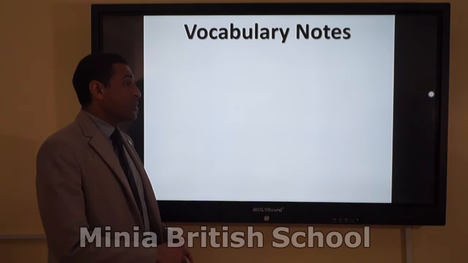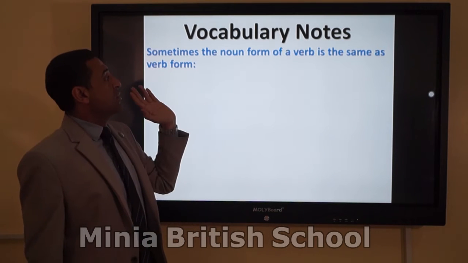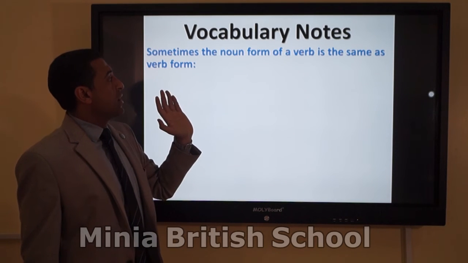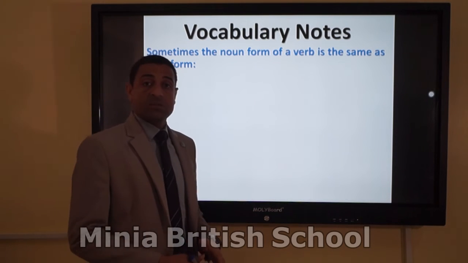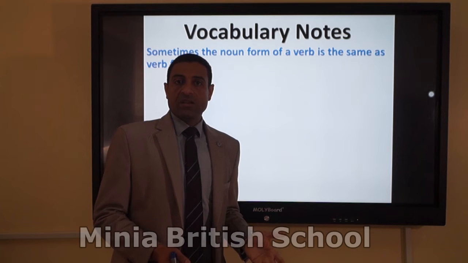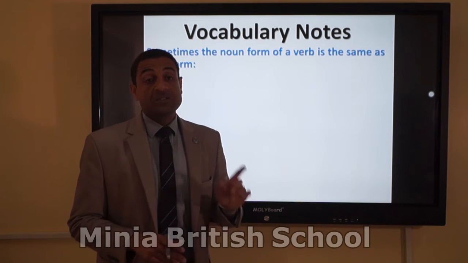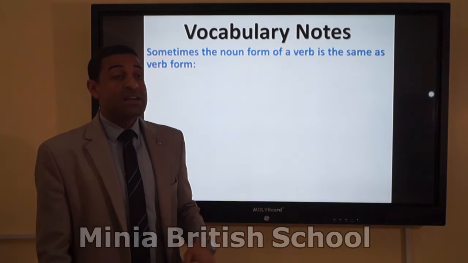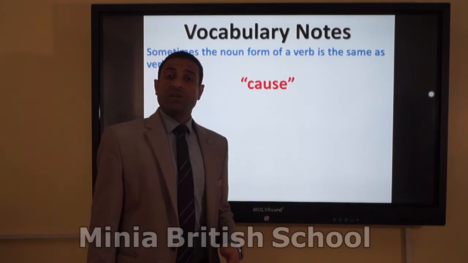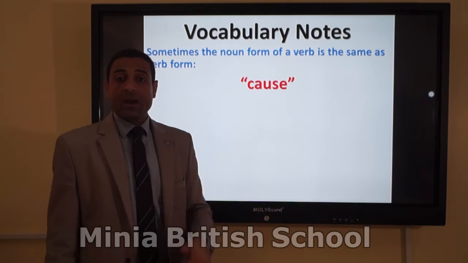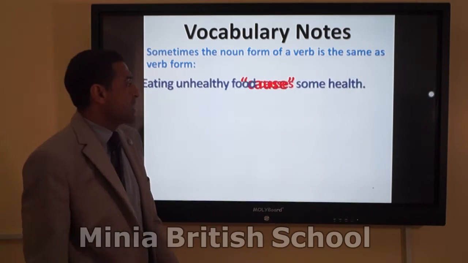Some notes we have about vocabulary. Sometimes the noun form of a verb is the same as the verb form. Ready? Just one word you can use as a noun and as a verb. Just like this word, cause. Cause can be a noun or a verb. Let's check the examples together.